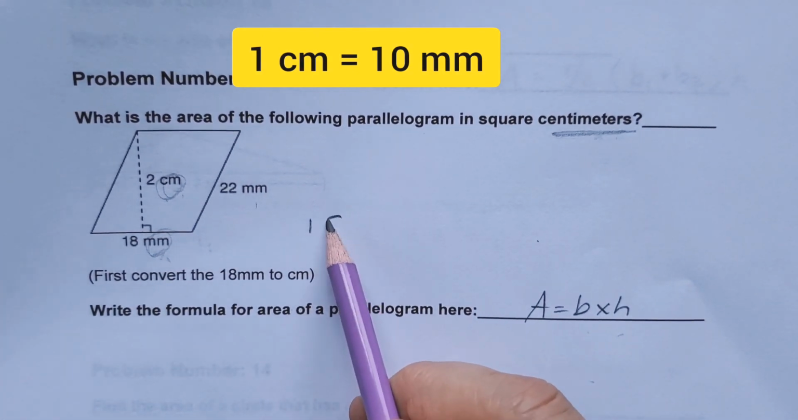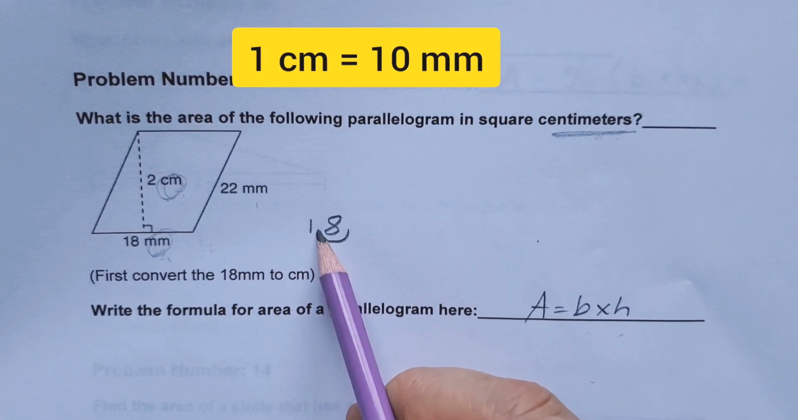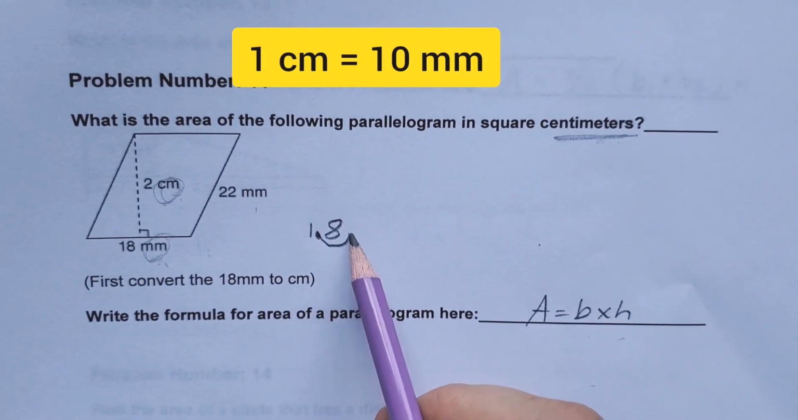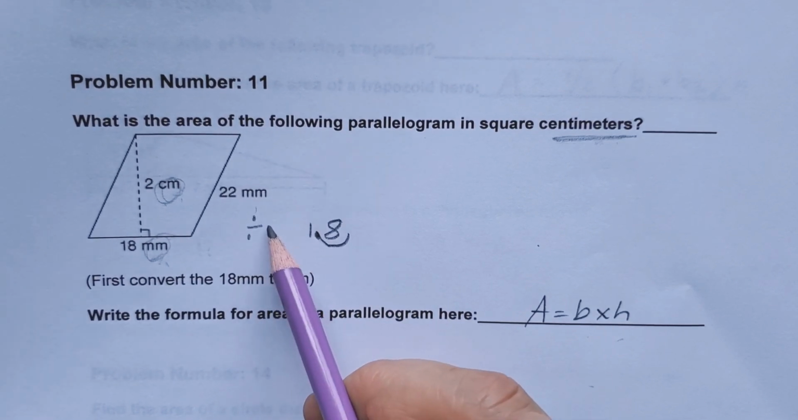To do that is pretty simple. You're just going to divide by 10 or move your decimal back one place, 1.8. Dividing by 10 just moves your decimal to the left one place.